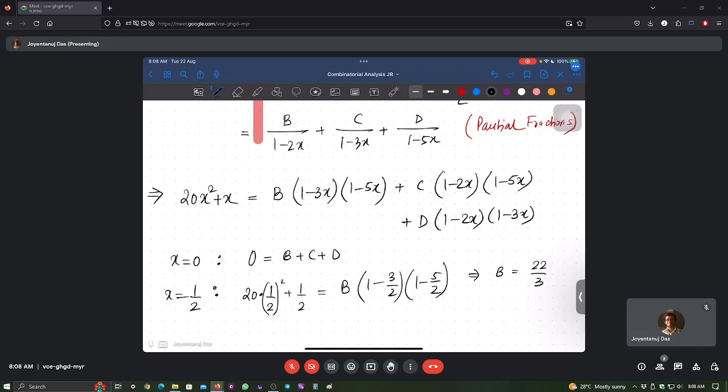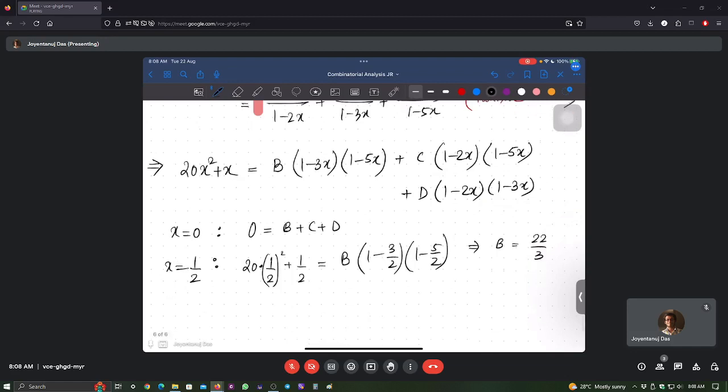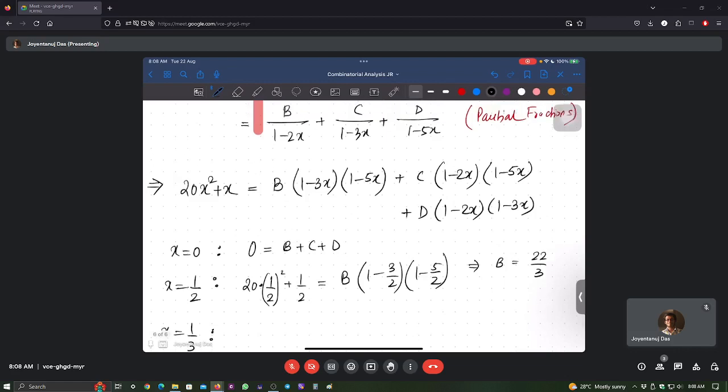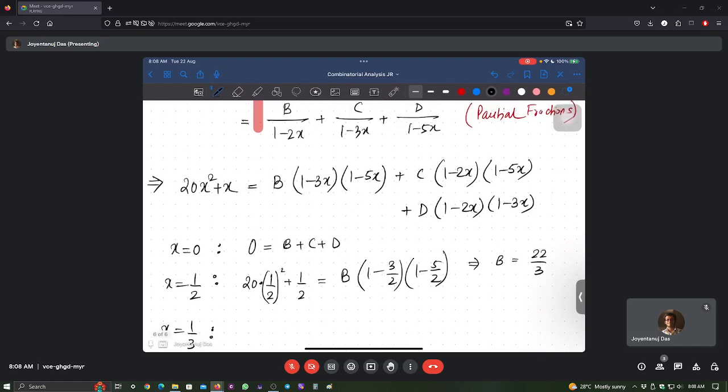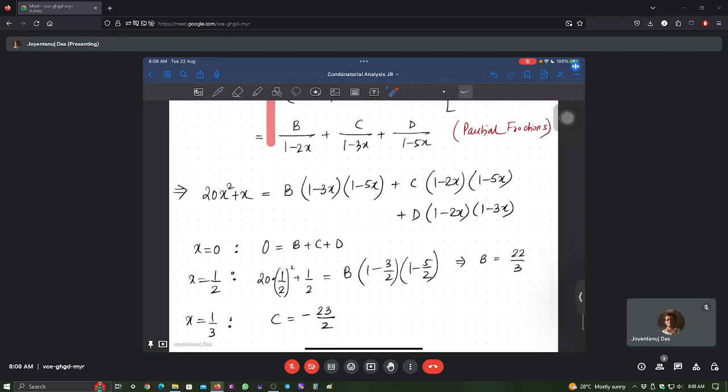Then if I take x equals 1 by 3, on the left hand side we have 29. It's not actually easy to compare, but anyway, C will become minus 23 by 2. That is our C. And then putting B and C into this equation, we can find D. So D is, I think, 25 by 6.